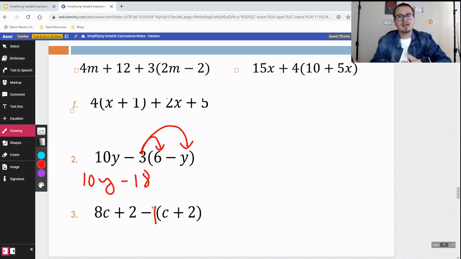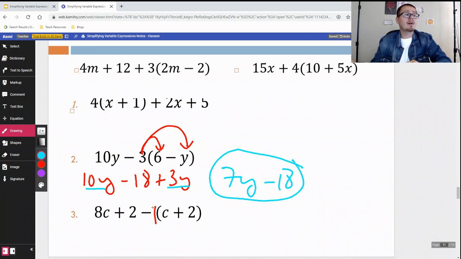Negative 3 times negative y, negative times a negative, positive 3y. Can I combine anything? Do I have any like terms? I don't have any common constants, but I do have common variables. So I'm going to get 7y minus 18. So I'm not going to write the answer to the other ones. If you aren't sure, let me know. I can help you out.